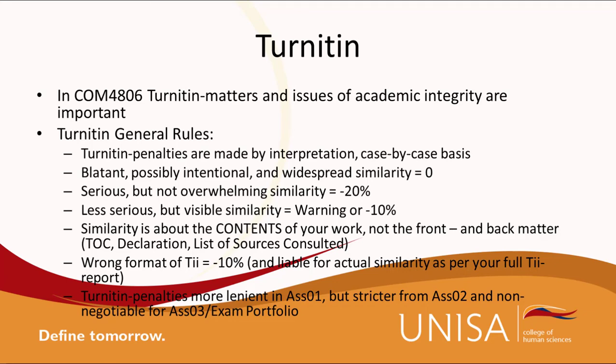If you submit the wrong Turnitin format, for instance, like the old way of pasting the similarity page and not submitting the full report, you will receive a 10% penalty, but you are also then liable for further penalties based on the actual similarity in your text from your full report. In assignment 1, we might be a little bit more lenient in terms of Turnitin penalties, but from assignment 2, we will be stricter. So maybe in assignment 1, you'll get a warning for something that will cost you a 10% or 20% deduction in assignment 2 and onwards.